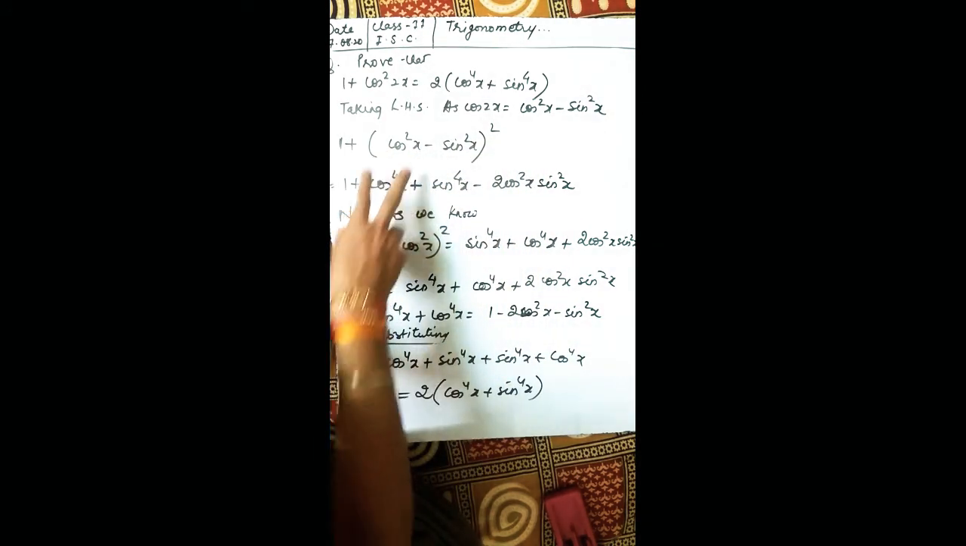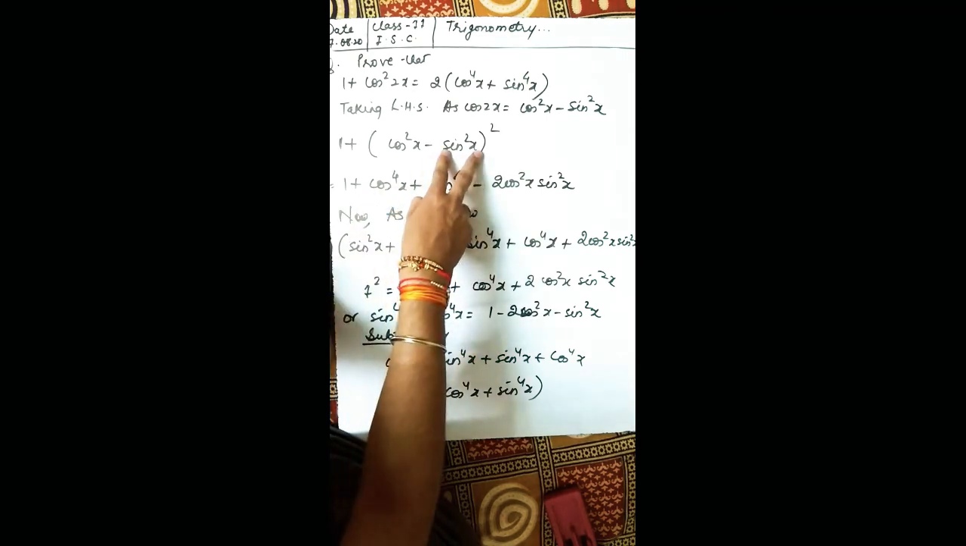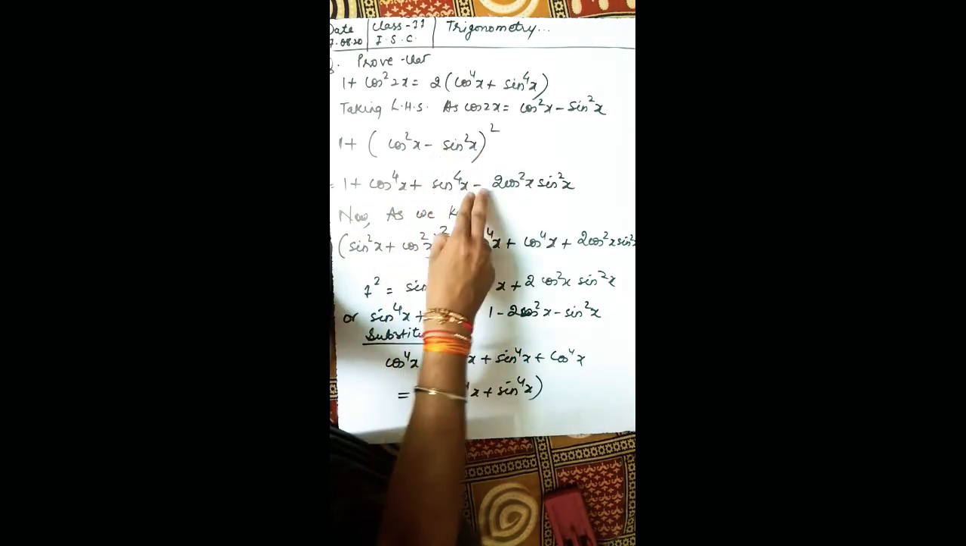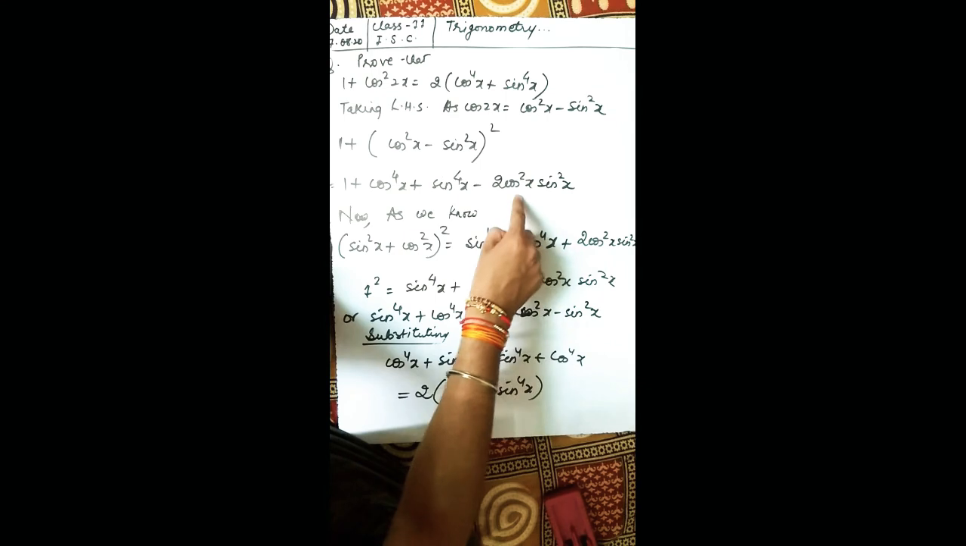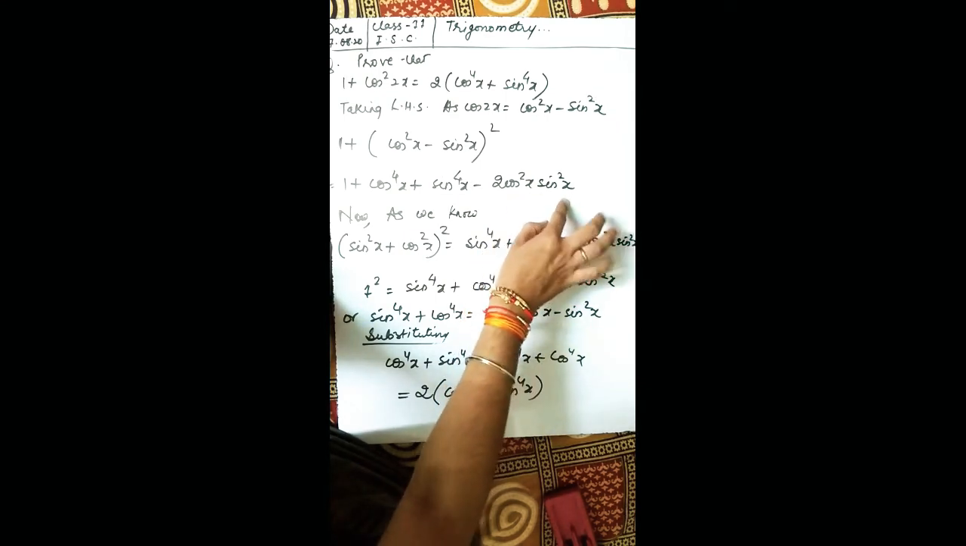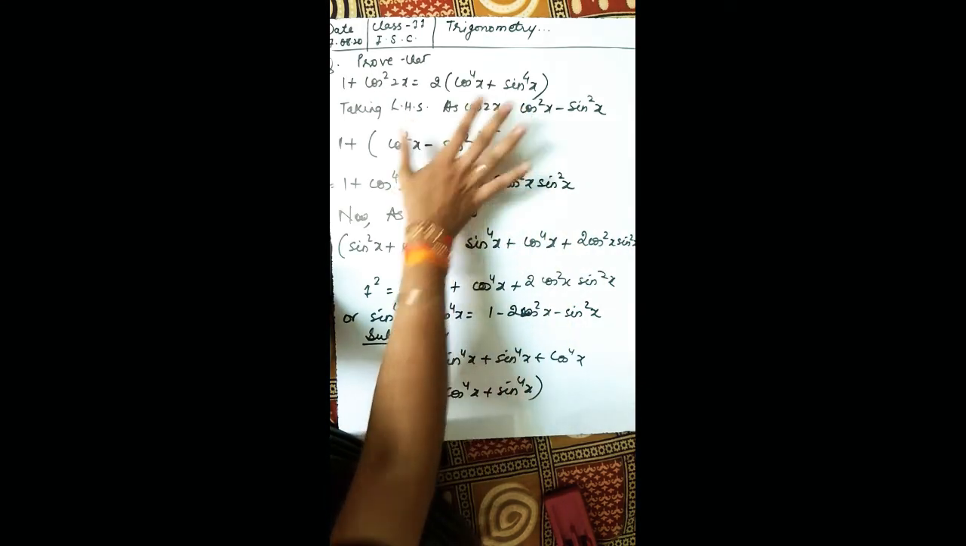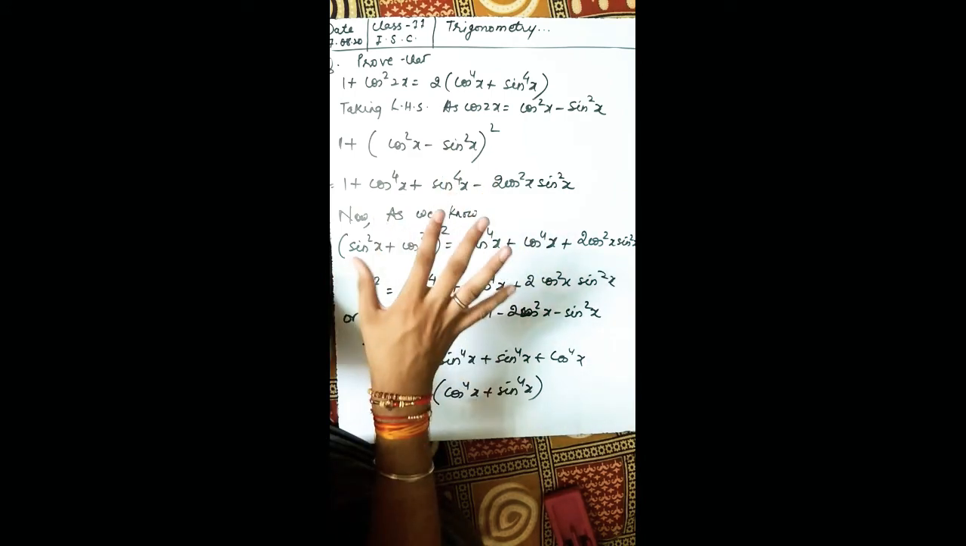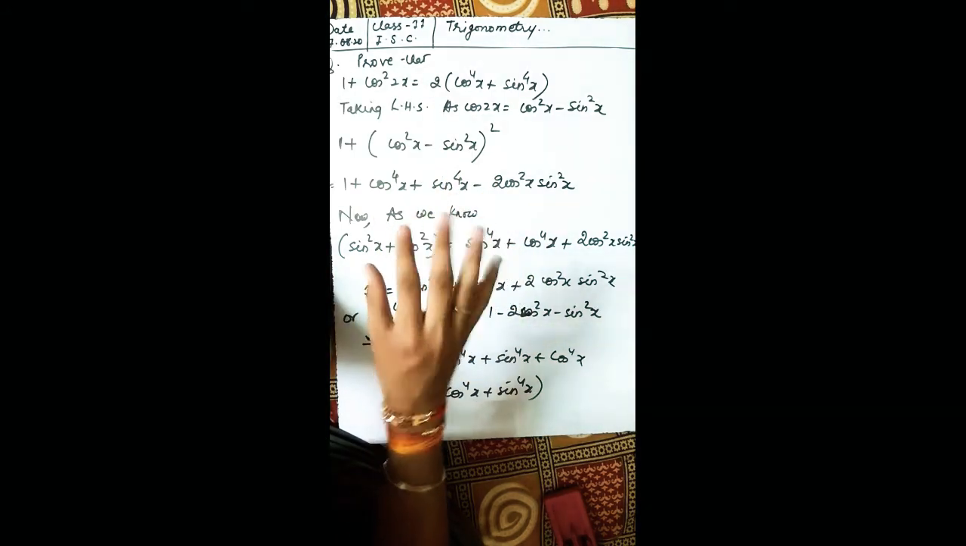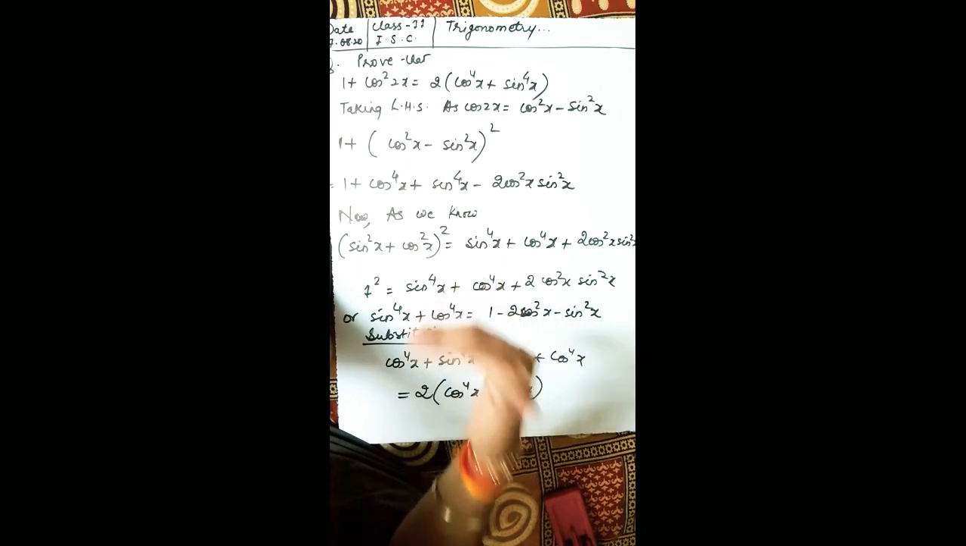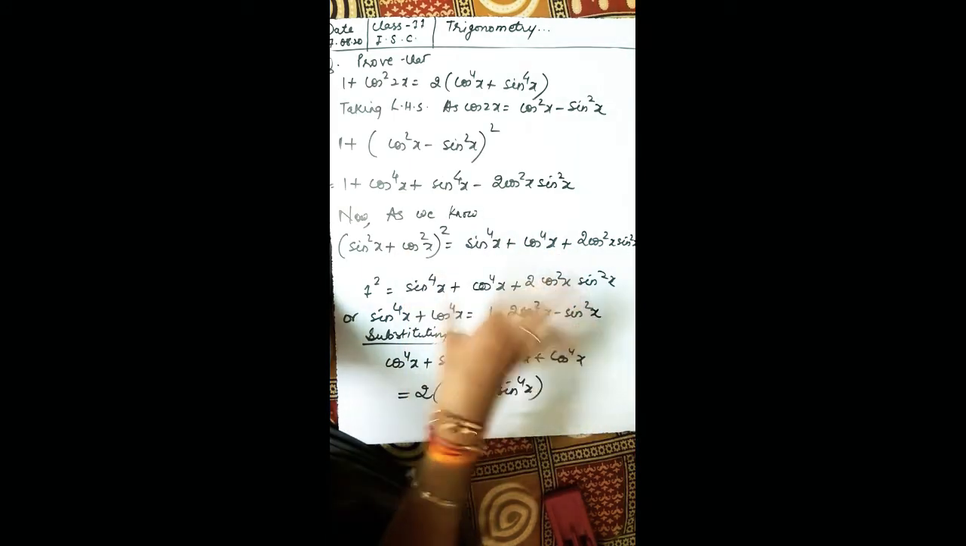Cos square whole square will give you cos to the power 4x, sin square whole square will give you sin to the power 4x, and minus of 2ab, that is 2 into cos square x into sin square x. Okay, just keep it as it is. Now understand one concept. If you solve trigonometric questions, you need to use this concept. So what is that concept?